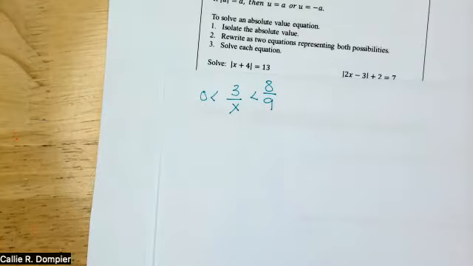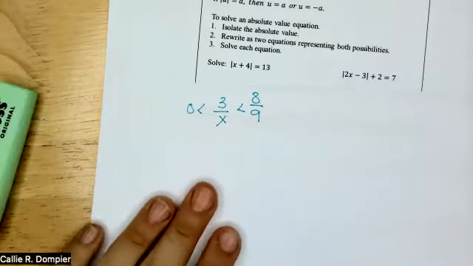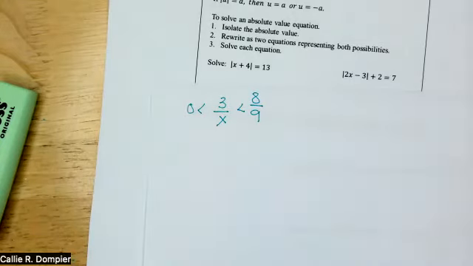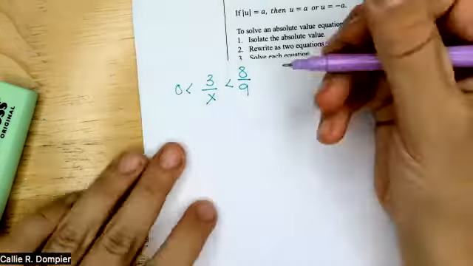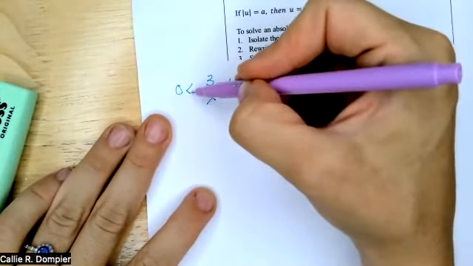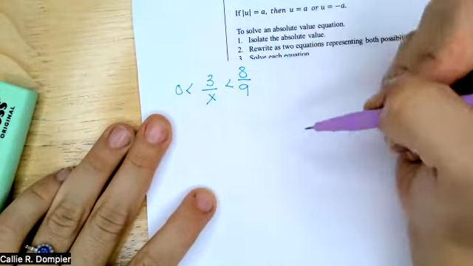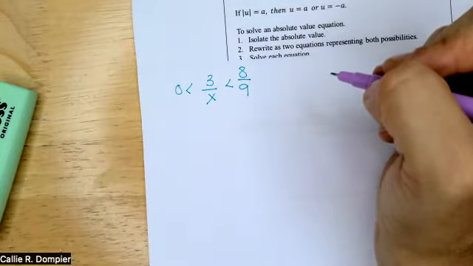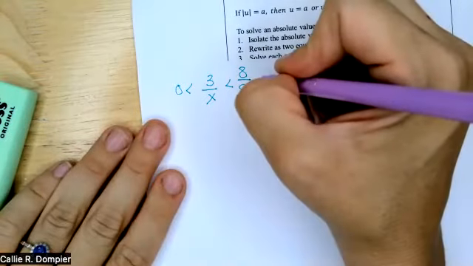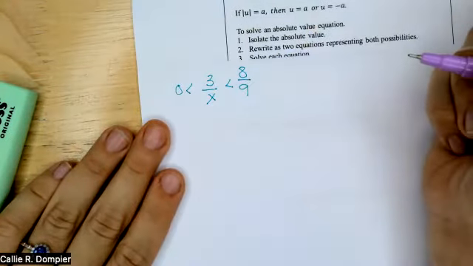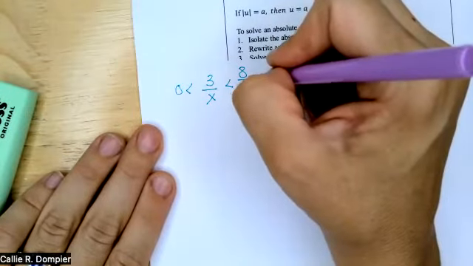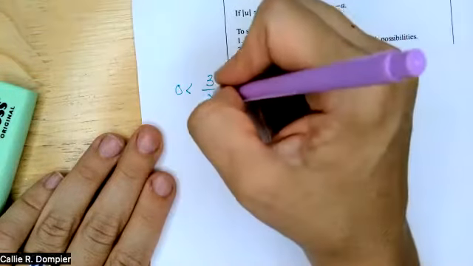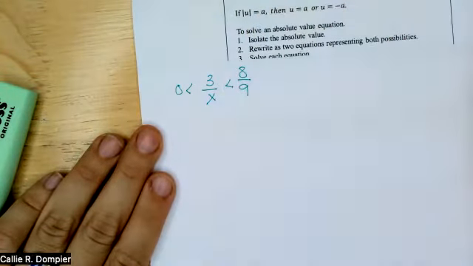here's one example I want to work on since we have a few minutes. So this will be on your My Math Lab homework. What do you do when you have 0 is less than 3 over x, which is less than 8 over 9? You have two fractions, you want to get rid of both the fractions, right? How do you get rid of a fraction? You multiply it by the denominator of the fraction, right? If I multiply everything by 9, this 9 in the denominator will go away. If I multiply everything by x, this x in the denominator will go away.